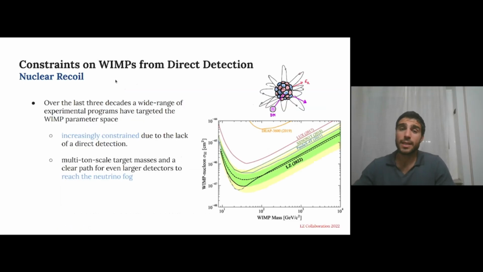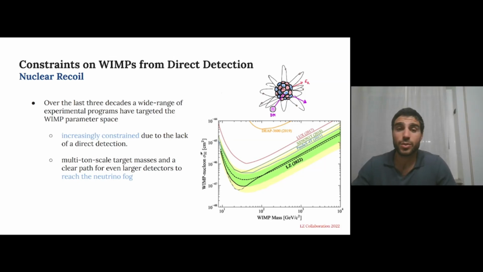Now, the basic idea of these experiments is to look for the nuclear recoil from dark matter standard model interactions, which, in order to be detected, must exceed the detector internal background. Unfortunately, so far, we've had no detection, and overall, the WIMP parameter space is becoming increasingly constrained.